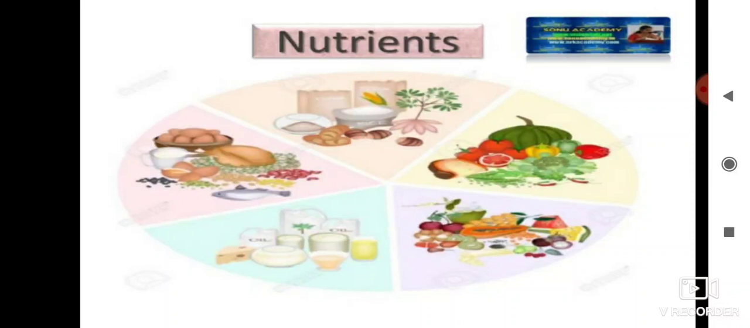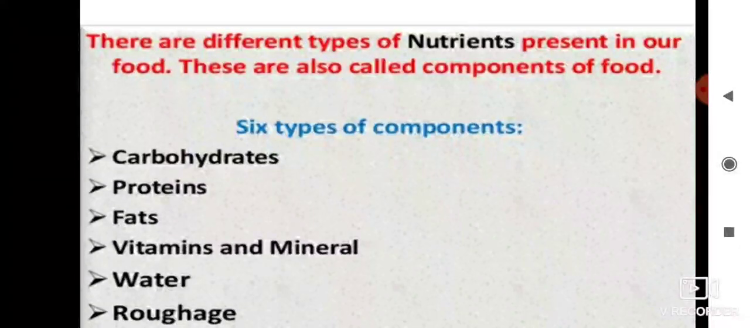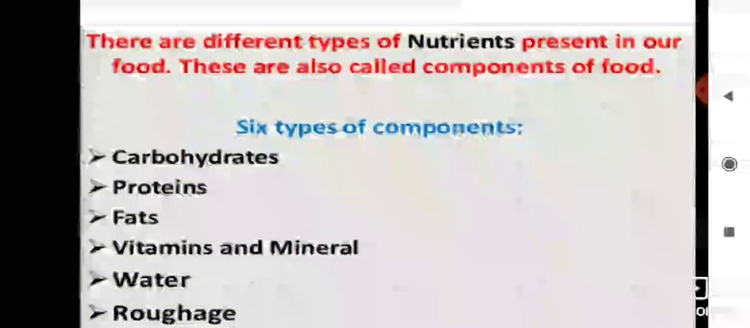Roughage is only useful to help digest our food. Okay, so let us see what nutrients are. Nutrients are components of food. There are different types of nutrients present in our food. These are also called components of food, and those components of food we can call nutrients.